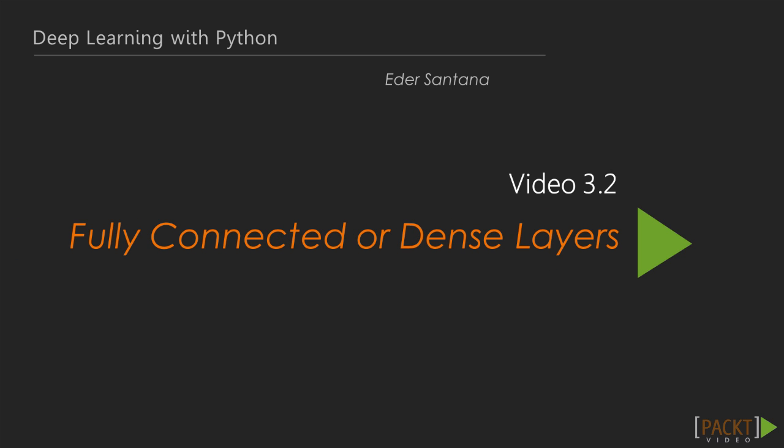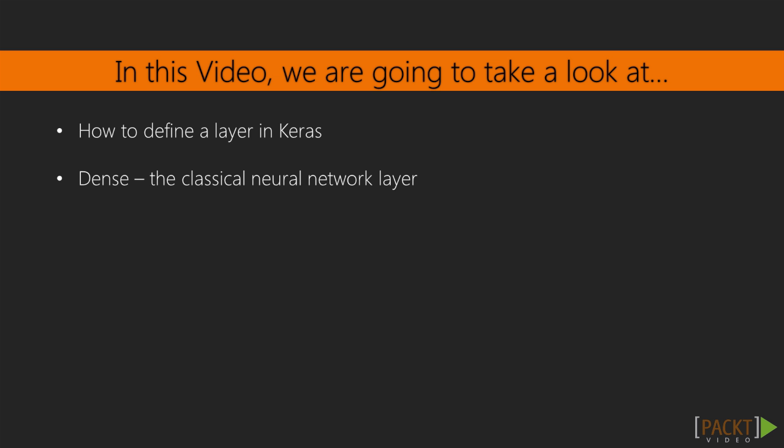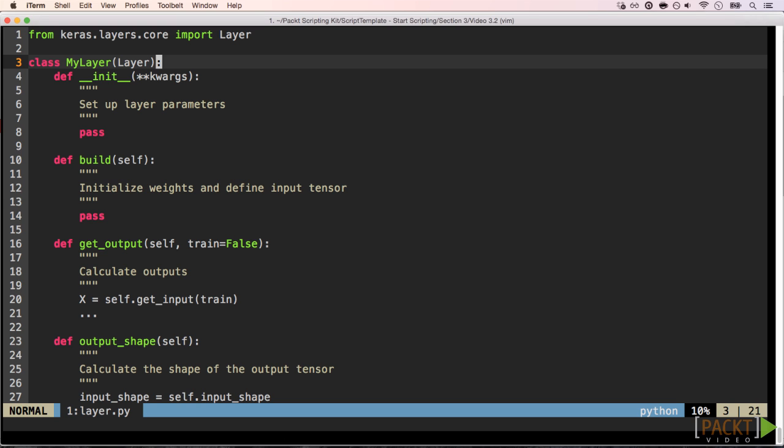Welcome back. This is video 2 of section 3, fully connected or dense layers. In the previous video, we explored new ways to improve our plots. In this video, we will see what it takes to define a layer in Keras. And later, we will see the details of implementation of the dense layer, how to initialize it, and how to use it.